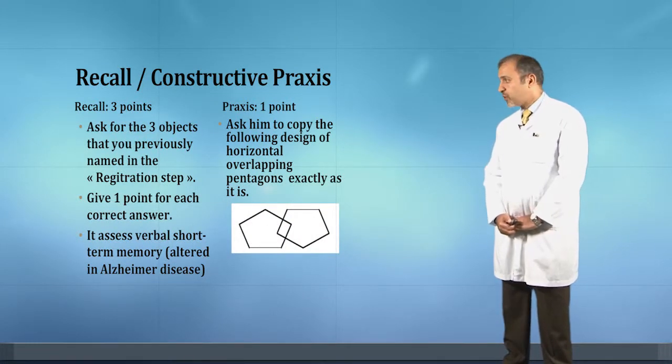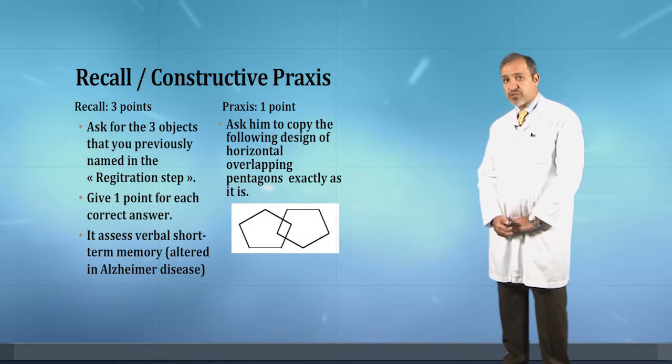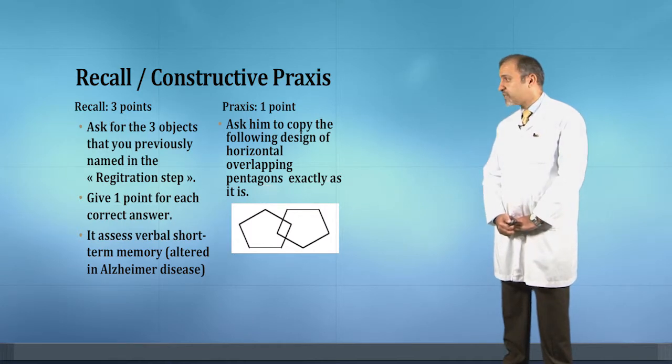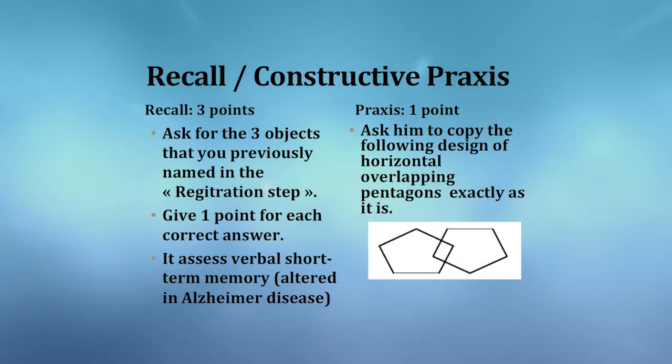Going back to recall, this is a good time to ask the patient to recall the 3 objects that were memorized, and the person is asked to recall the 3 objects that were previously mentioned, with 1 point given to each correct answer. This assesses verbal short-term memory that is altered frequently in Alzheimer's disease.